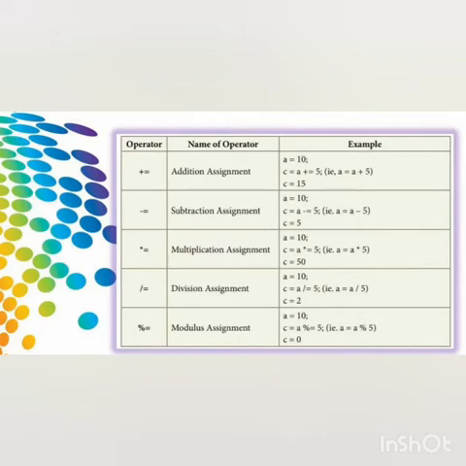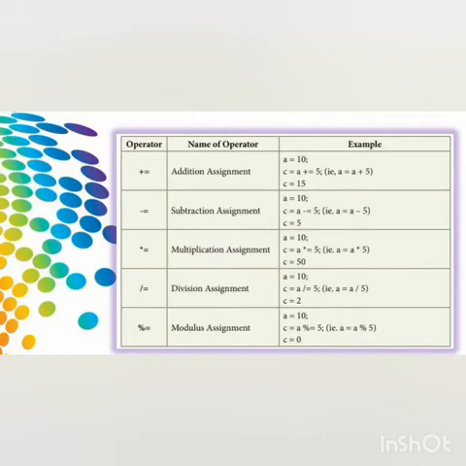Then, the second assignment operator is subtraction assignment. A is equal to 10, C is equal to A minus equal to 5, which is similar to A is equal to A minus 5. Now the A value is 10, so 10 minus 5 is 5. Now the value 5 is stored in the variable A. Then after that A value is assigned to the variable C. So now C value is 5.